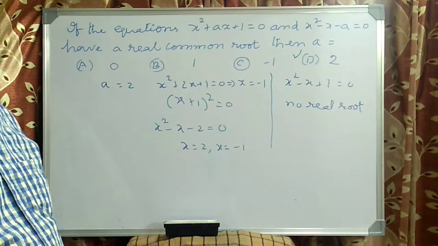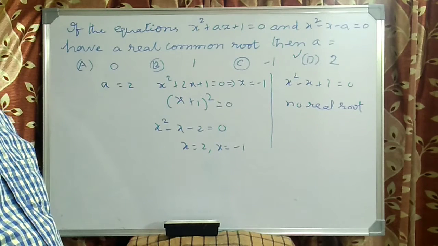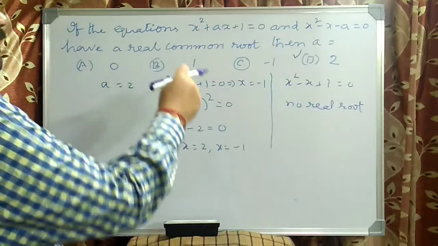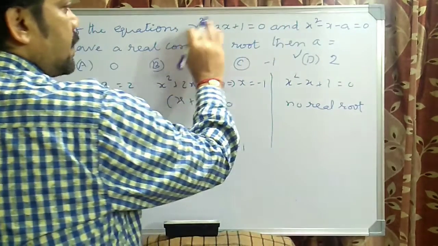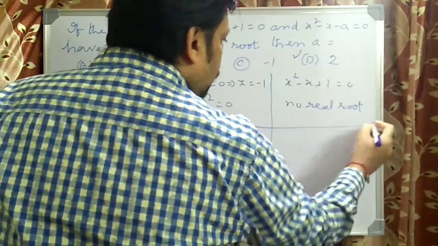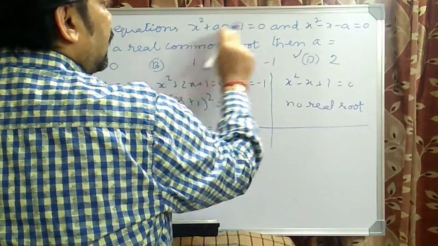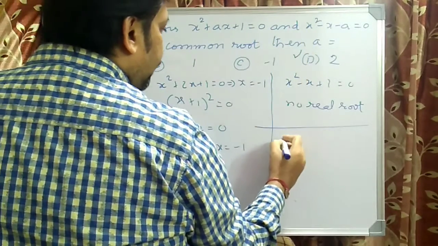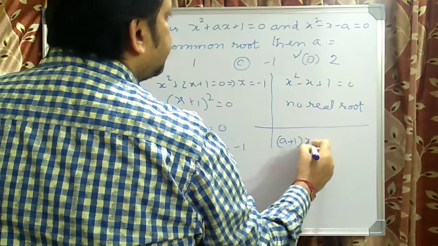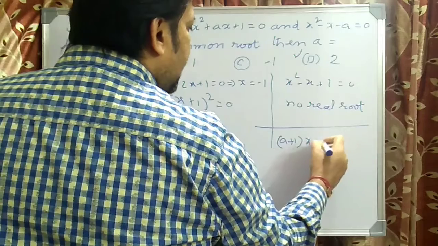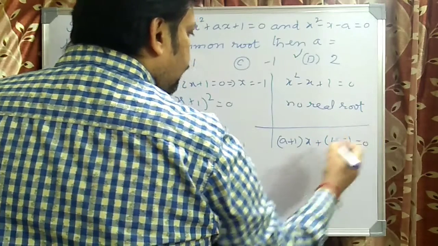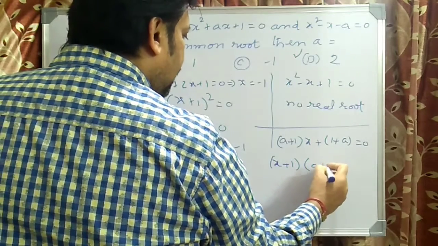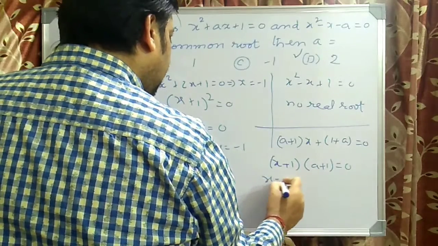So apply short methods also in the JEE mains for this 1 month purpose please. Okay. And if you want to do this problem directly, you need to make the coefficient of x square the same. So I am subtracting this equation from this equation. What do I get? X square is cancelled. Then a plus 1 into x plus 1 plus a is equal to 0. So here you can see x plus 1 into a plus 1 is equal to 0. So x is equal to minus 1.